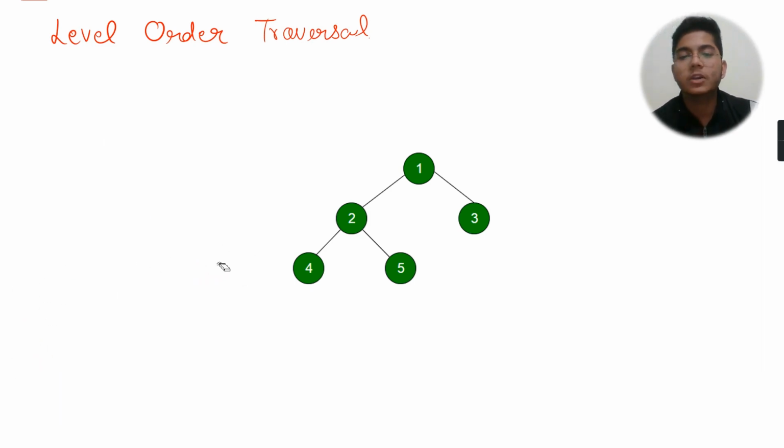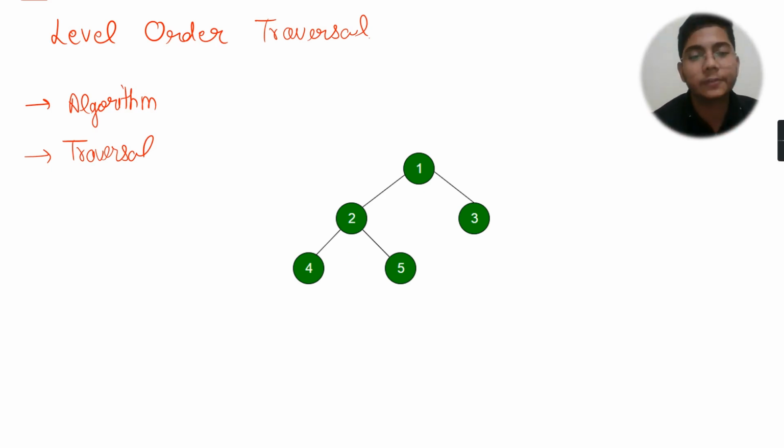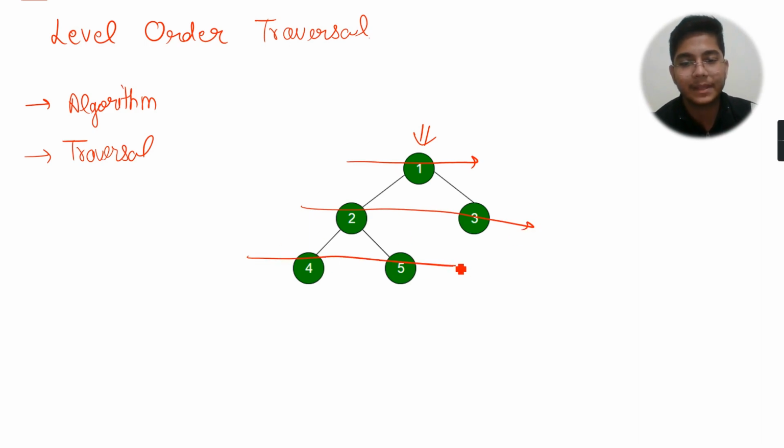For the level order traversal, whenever we solve a tree question, I have told you that first think of the algorithm, then think of traversal, and after that we'll move further. So what you have to do is traverse each and every node. For that, obviously we'll be starting with the root node. How do we have to traverse? We have to traverse level by level. First this level, next this level, next this level.